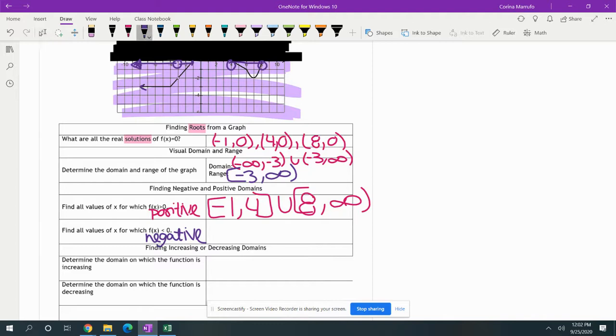So where it's negative is going to be from negative infinity to -3. We have a hole, so we don't see our graph at all there. It starts back up at -3 and ends at -1. This number is -1.